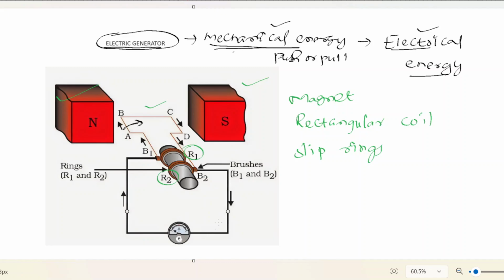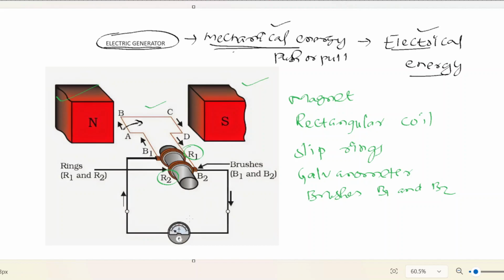Then one galvanometer is used, and we have brushes B1 and B2. So this is the arrangement.